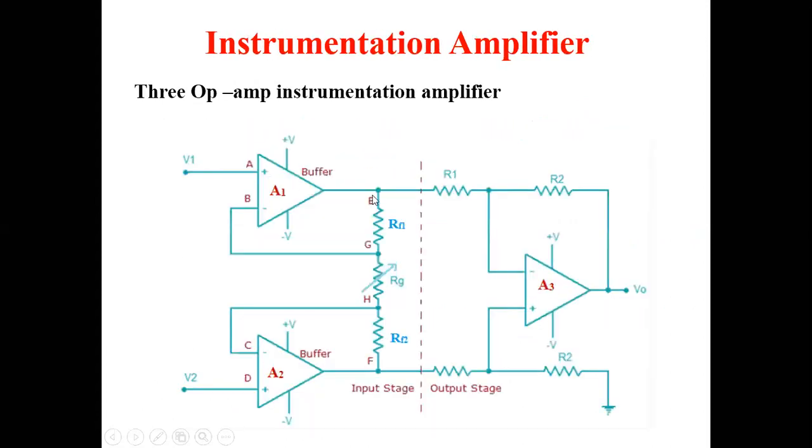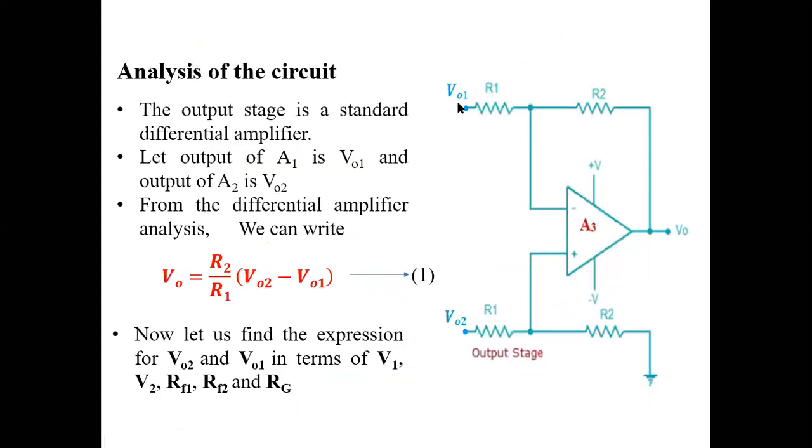This is the output of A1, which is V01. Similarly, the output of A2 is V02. That is what I specified here. The output of A1 is V01 and the output of A2 is V02, and they are given to the two terminals of the difference amplifier. From the analysis of the differential amplifier that we discussed before, the output V0 is equal to R2 by R1 into V02 minus V01.